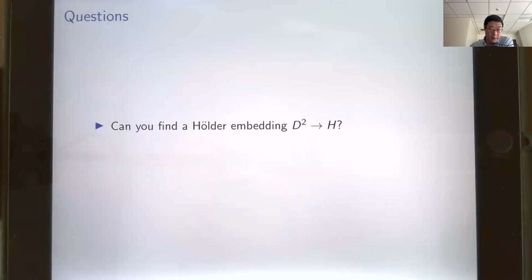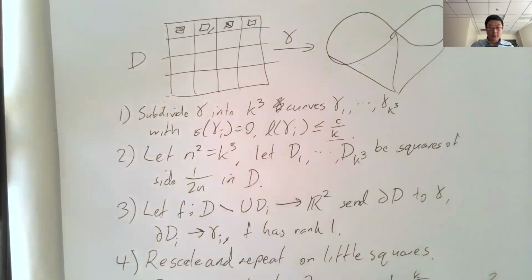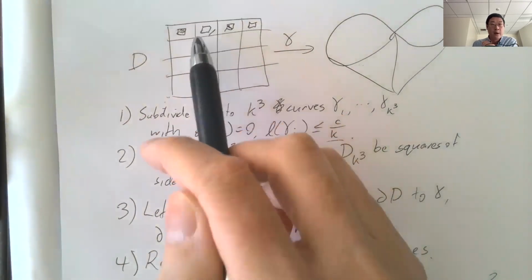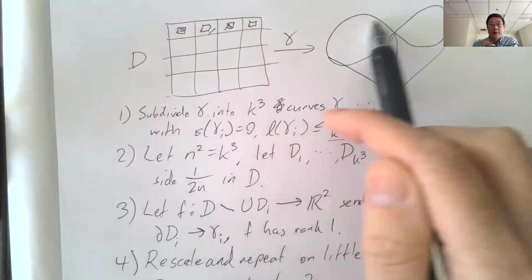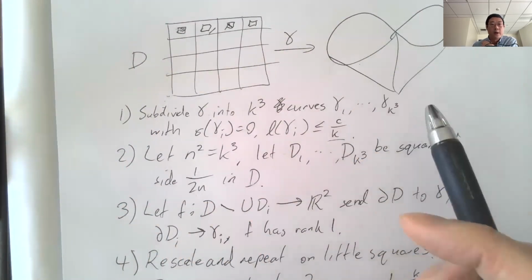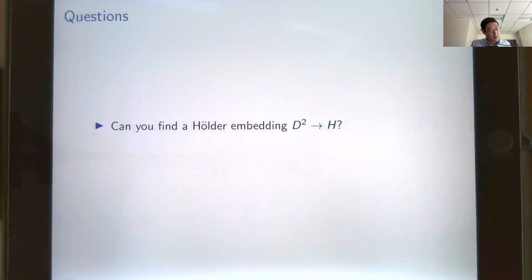So that's pretty much all I want to say. A couple of questions remain. One of Gromov's original questions was about Hölder embeddings from the disk to the Heisenberg group. This map doesn't produce embeddings because you have this whole region between the big square and the little squares, which maps to this graph, which maps to all these subdivisions of curves, which has rank 1. And so this map collapses a lot of points. It's not really an embedding. Can you find an embedding?